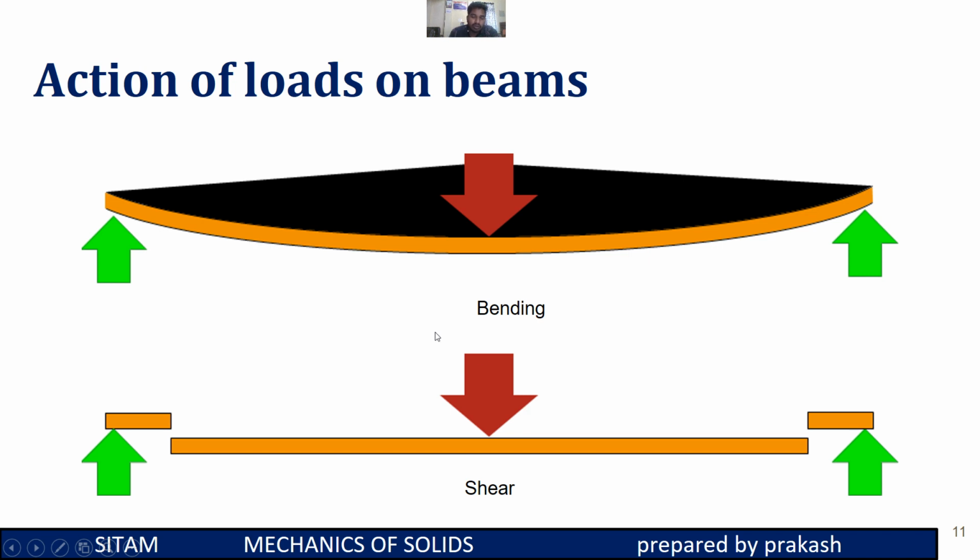Due to the action of loads on beams, bending and shear occur in the beams. So this is the bending due to the load, and this is the shearing due to the application of load.